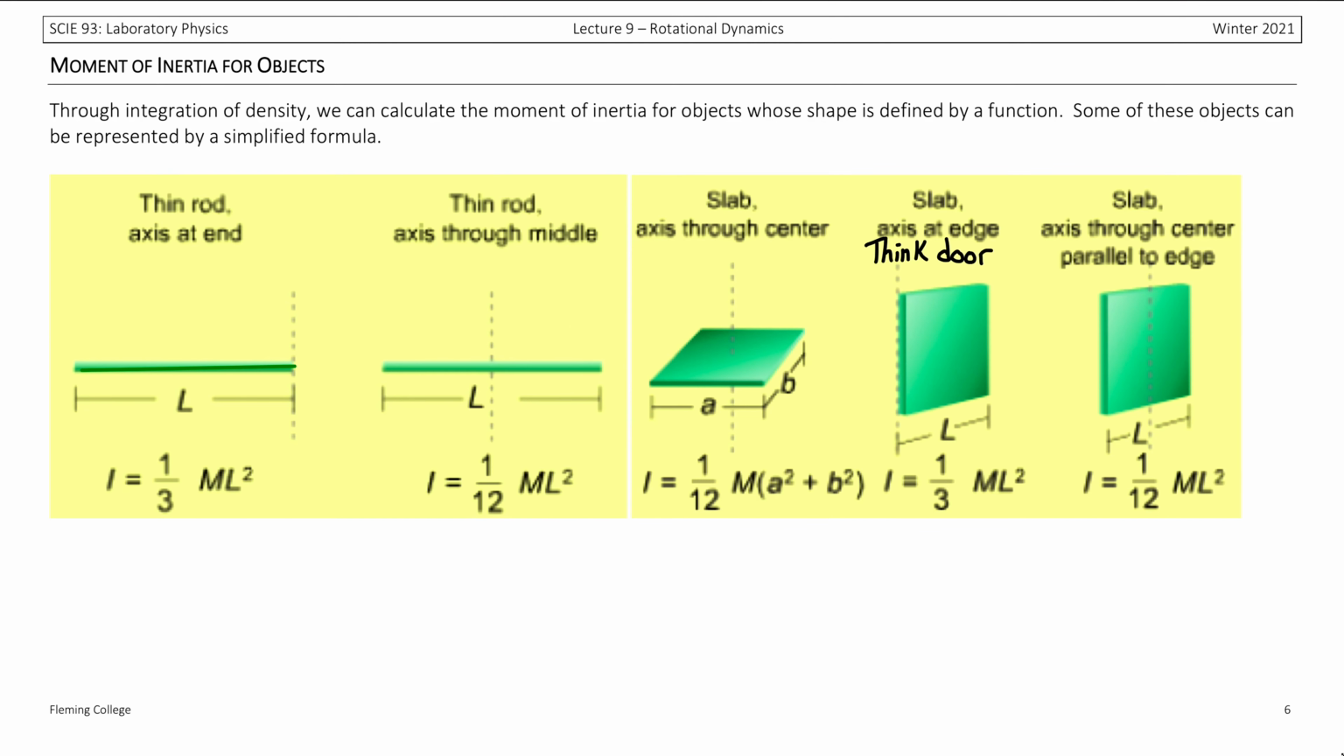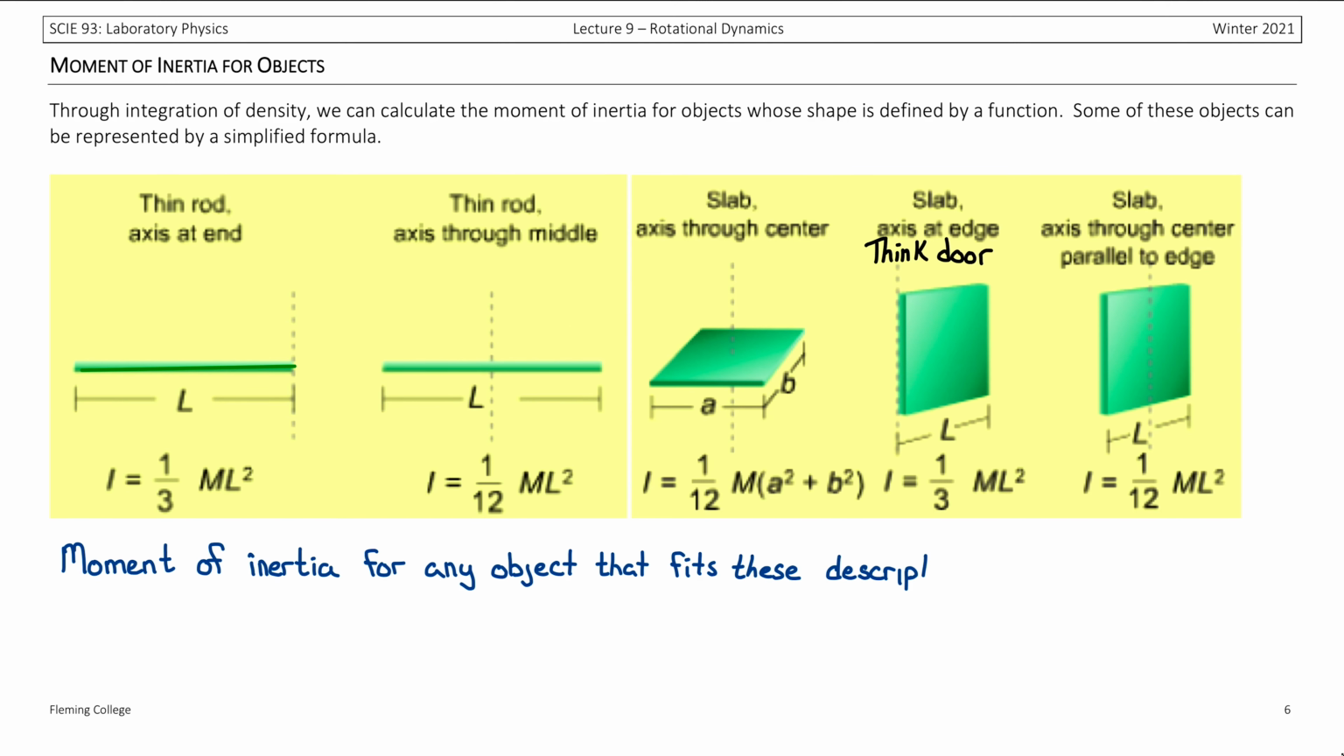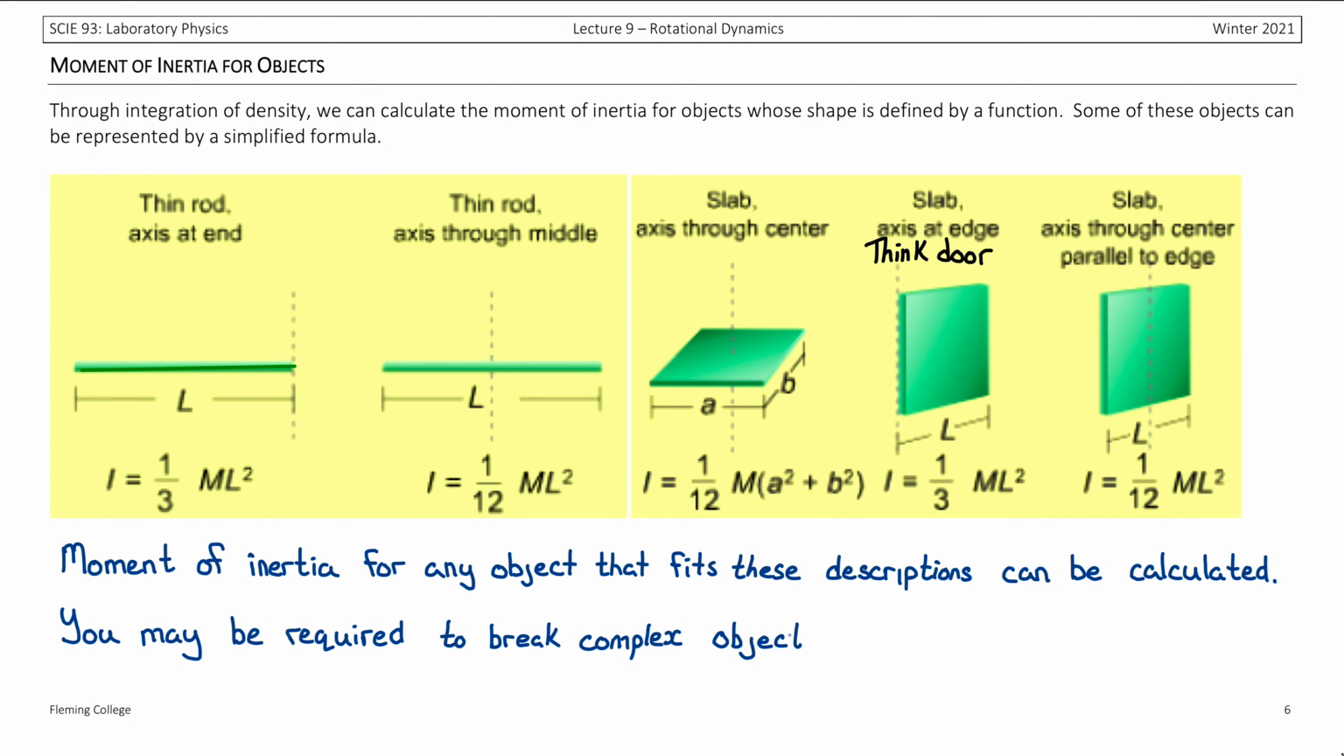If you can describe any object as one of these shapes, the moment of inertia for any object that fits these descriptions, you can use the formula below it, which takes the mass times the length of the object squared and multiplies it by some approximated fraction. Note that you may be required to break complex objects into multiple parts and combine these moment of inertia equations.